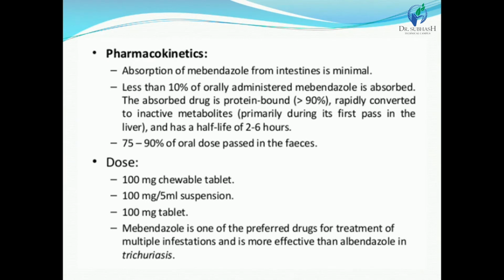While coming to the dose, 100 milligram chewable tablets are available, a 100 milligram per 5 ml suspension can be given, and generally it is more effective than albendazole in many cases of trichuriasis. So it is a drug of choice.